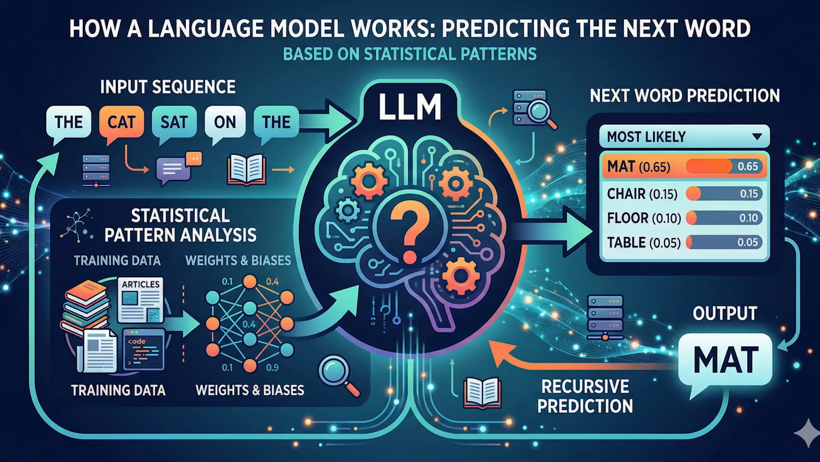To understand why these errors happen, we have to look at how these models are built. Unlike a human who truly understands a topic, a language model works by predicting the most likely next word in a sequence based on statistical patterns.